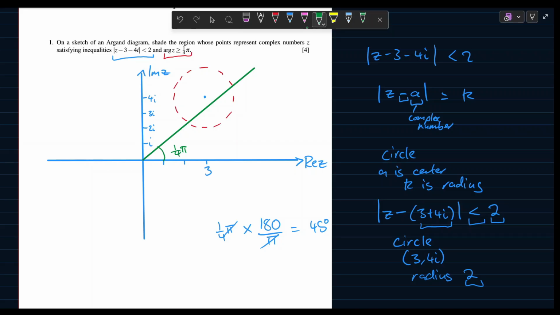So putting both regions together, we want the points inside the red circle and above the green line. So that's going to be this region over here, or these points.